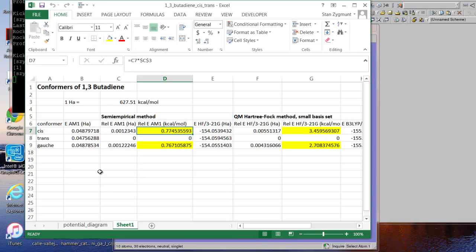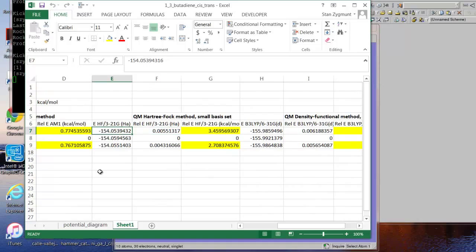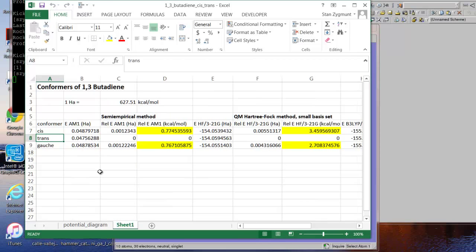However, I went ahead and repeated these calculations using fully quantum mechanical methods, and I did it in two different ways. I used the Hartree-Fock 321G method, and the 321G refers to the basis set, and I found out that qualitatively the situation is the same. In other words, we still have the case where the trans isomer is the most stable one, and the cis then is up at 3.45 kilocalories per mole. The gauche is at 2.70 kcals per mole. So the energy difference between gauche and cis is approximately 0.7 kcals per mole, which was a lot more than the 0.01 kcals per mole that the AM1 method gave us.